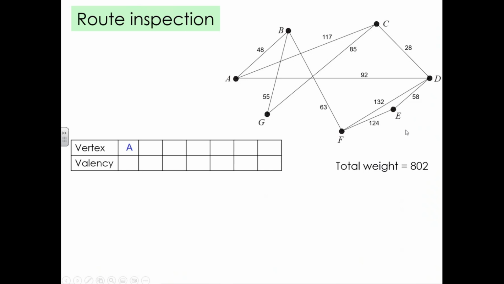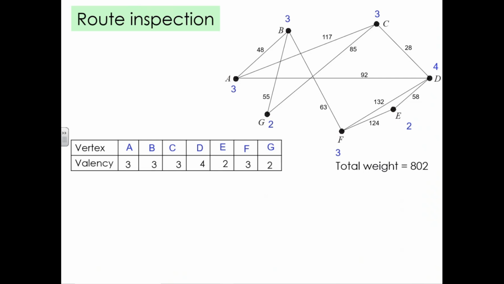If you want to do a table, vertex A has valency or order 3, 3 lines coming out of that. B is also 3. C is also 3. D is 4. That's an even node that we've got there. E is 2, that one's even. F is 3, and G is order 2. So we have identified that in this network we have 4 odd nodes. It's not Eulerian or semi-Eulerian yet.